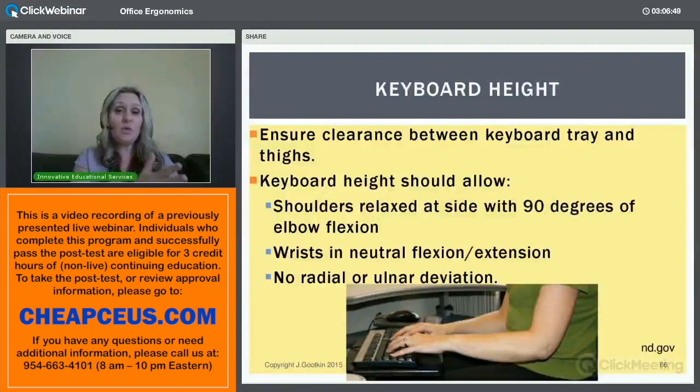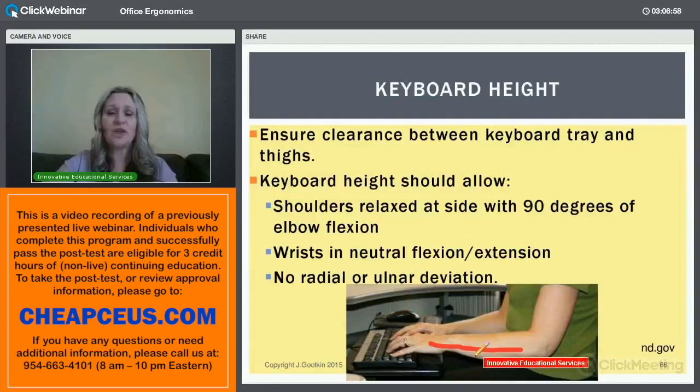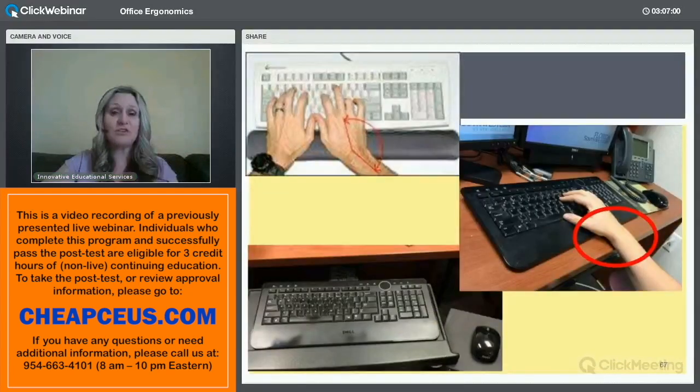You want to look at that keyboard positioning as well as the keyboard height of the individual. Your goal is to have a nice neutral wrist posture. Forearms should be parallel with elbows flexed. We don't want excessive radial or ulnar deviation for the patient. We want to avoid, like I said, that excessive radial or ulnar deviation. You may want to have an external pad here in order to place the mouse.